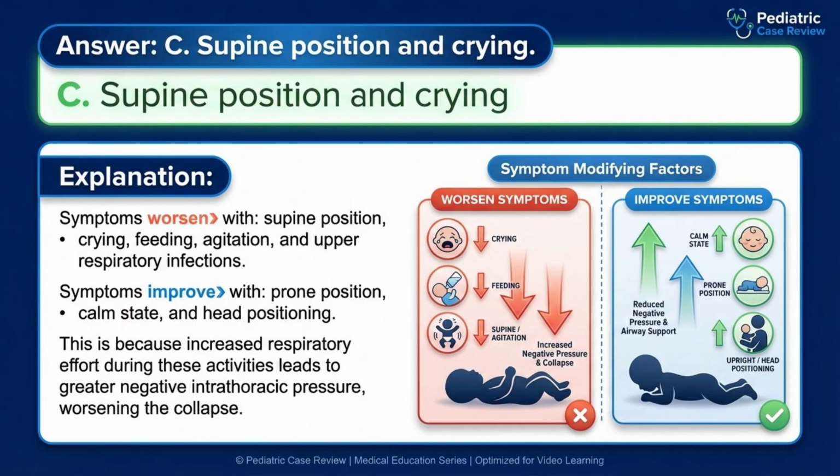The modifying factors illustration explains that increased respiratory effort during crying, feeding, or agitation leads to greater negative intrathoracic pressure, pulling the floppy tissues further into the airway. Lying supine also worsens the collapse, whereas positioning the infant prone or keeping them calm significantly improves the noisy breathing.